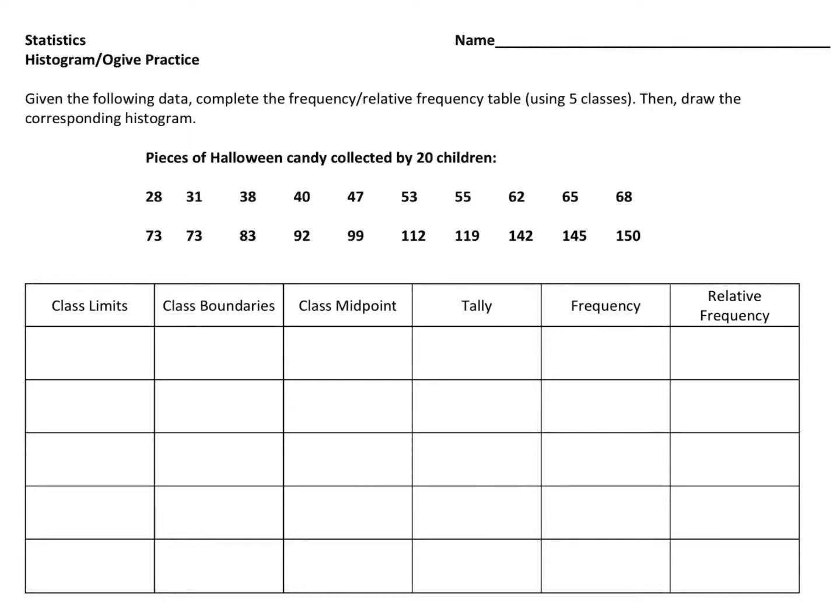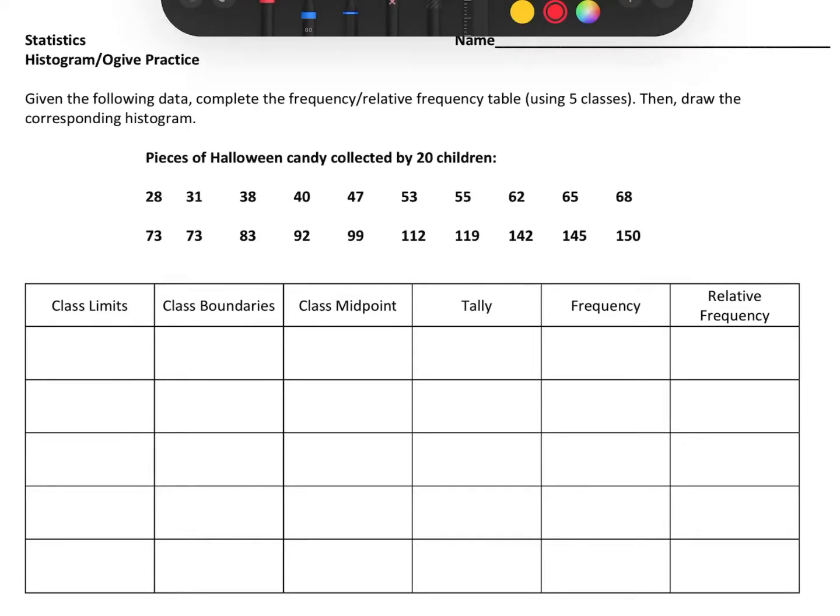So one of the days of your test, you'll have a document that looks a lot like this with some data that I'll ask you to make a histogram out of. I will provide the table just like this, and if I'm really feeling nice, I'll have the data ordered for you too. To start out, let's find our class width.